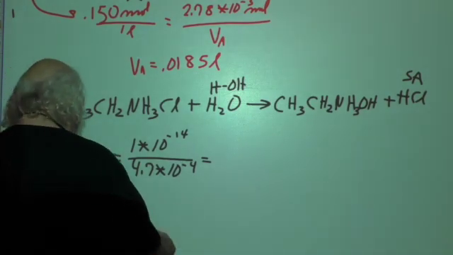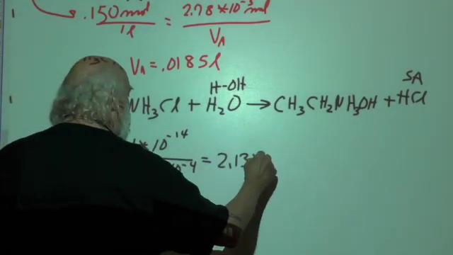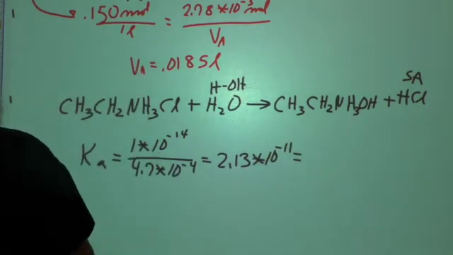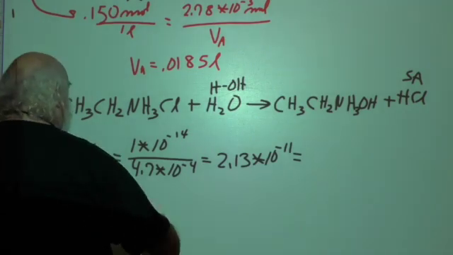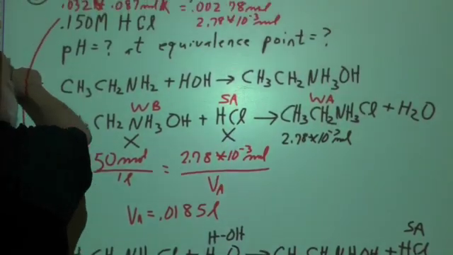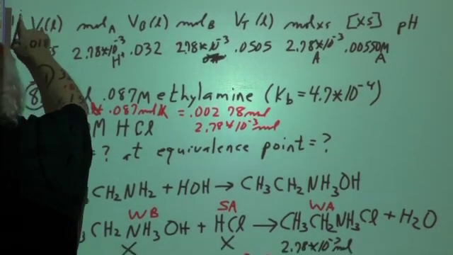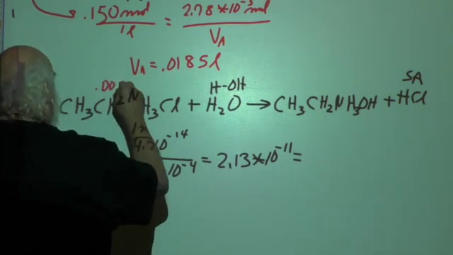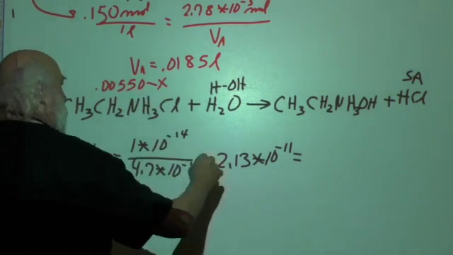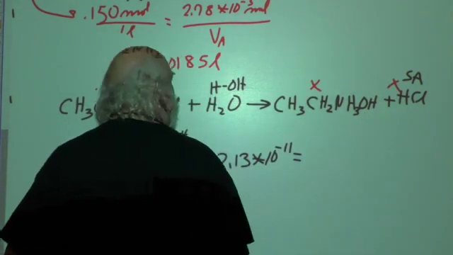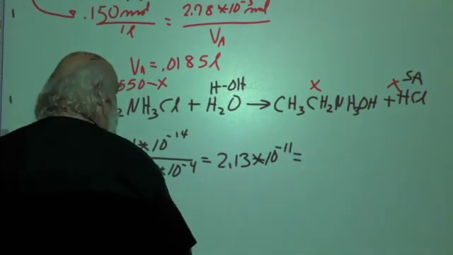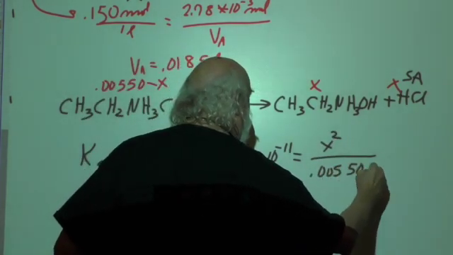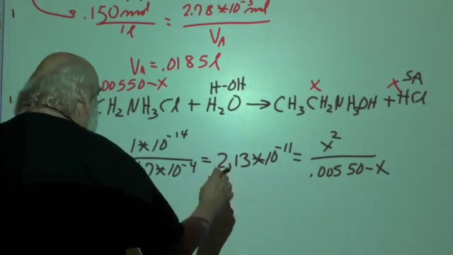And we get 2.13 times 10 to the negative 11th. Okay? Now the concentration of this, we said, was 0.00550 minus X plus X plus X. And so this is going to be equal to X squared over 0.00550 minus X. So now we're going to use the quadratic formula on that.